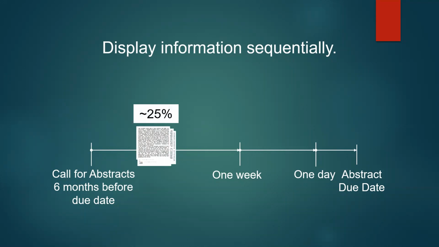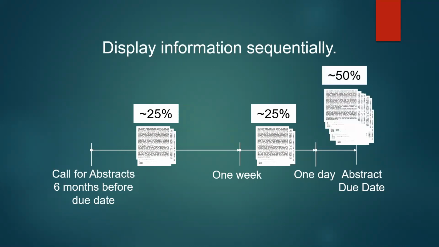Whereupon I would say, at a typical oil and gas conference, approximately 25% of the abstracts are submitted to it between 6 months and 1 week before the due date. I would then click my presentation tool again, and I would respond by saying, at a typical oil and gas conference, about 25% of the abstracts submitted to it are submitted between 1 week and 1 day before the abstract due date. Now, I think you know what's coming next. Click. At a typical oil and gas conference, about 50% of the abstracts are submitted on the abstract due date.